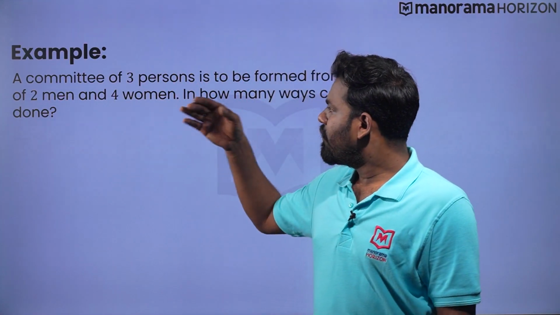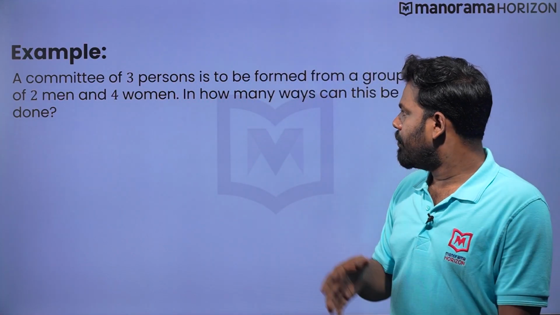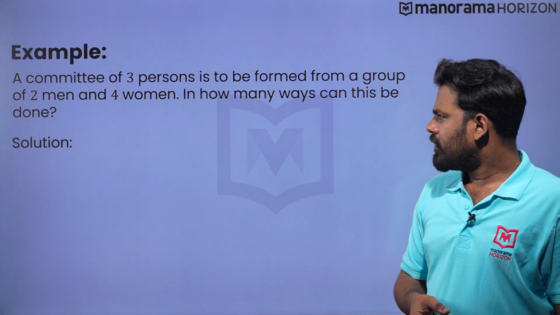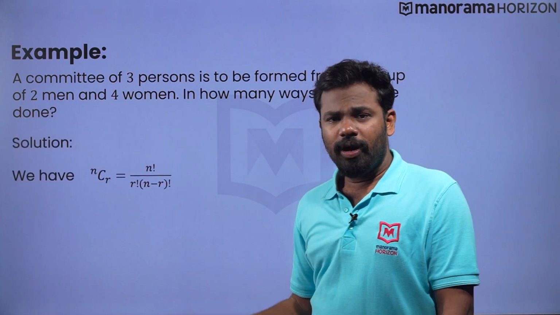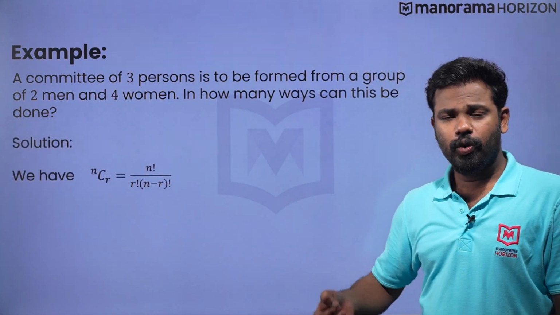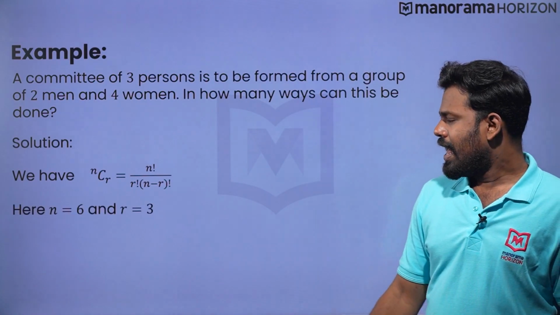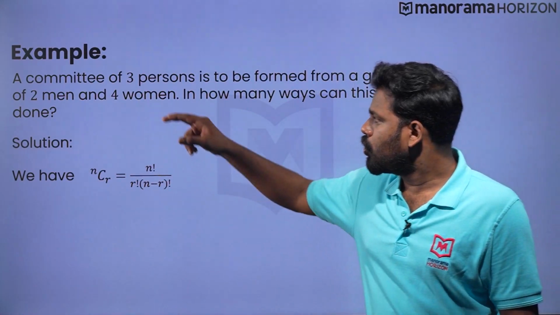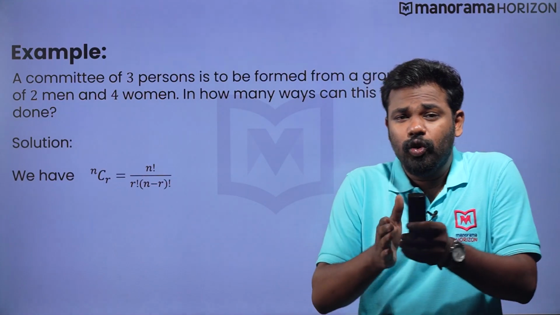3 persons from the 2 men and 3 women given there. So let's look at the solution here. I know the formula, what is nCr? n factorial by r factorial into (n minus r) the whole factorial. Here n is equal to 6. There are total 2 men and 4 women, so I have total 6 people there.